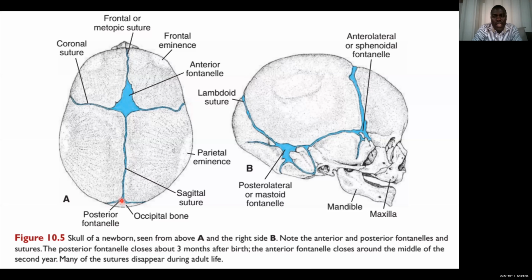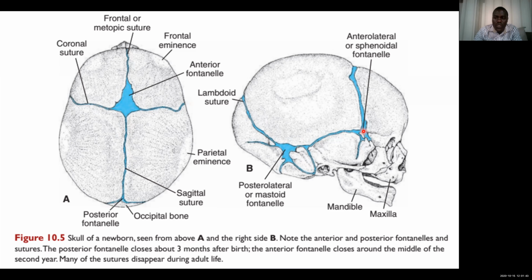If the skull of an adult does not have fontanelles, then what will it have instead? The anterior fontanelle becomes what we call the bregma. So the adult skull will have the bregma instead of the anterior fontanelle. The posterior fontanelle becomes what we call lambda. From this term lambdoid, you get lambda. It's a Greek letter, I think you know it.